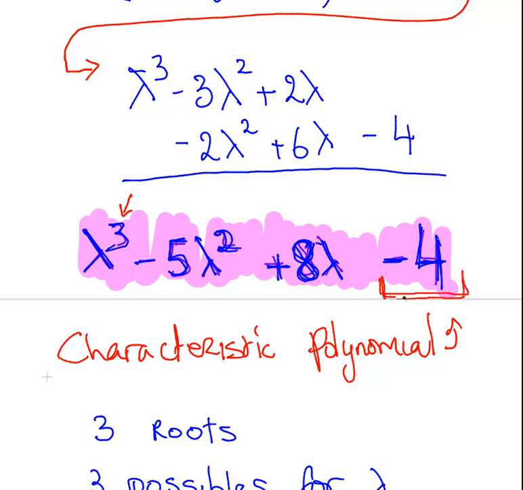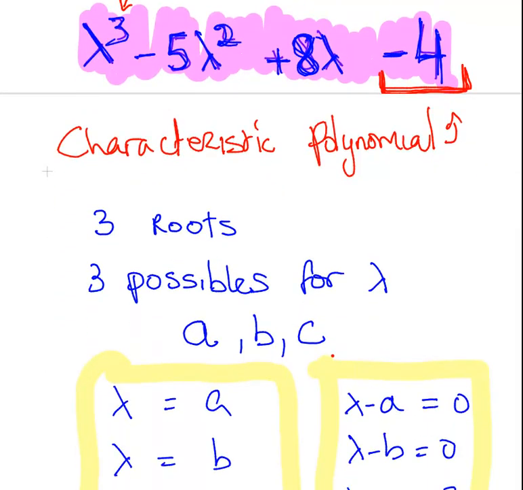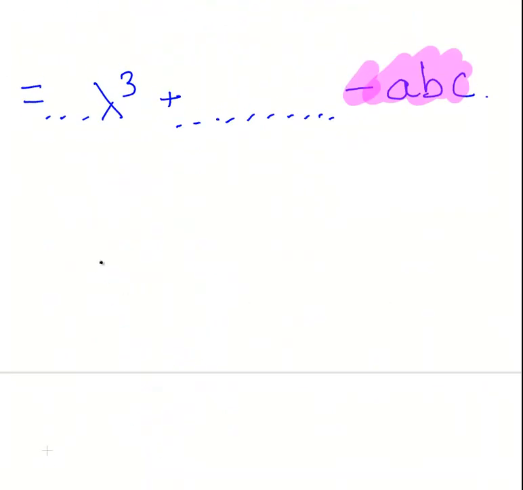This gets the roots for this. But what I'm going to remark upon first off is minus 4, which I just had up there, is equal to minus a, b, and c, or minus a times b times c. Just as a remark, so 4 is equal to a times b times c.